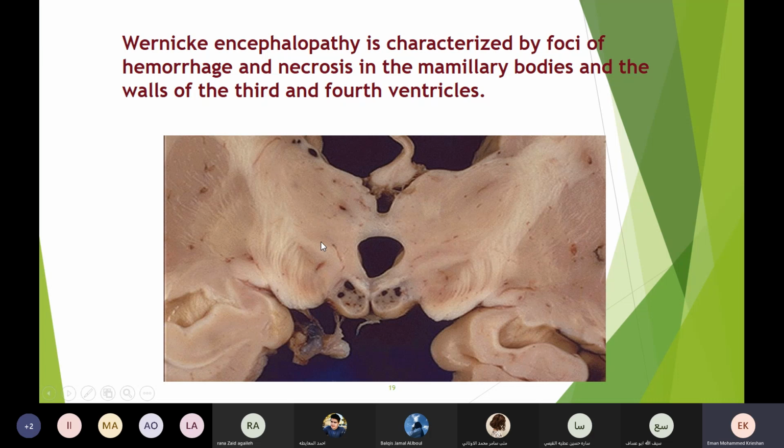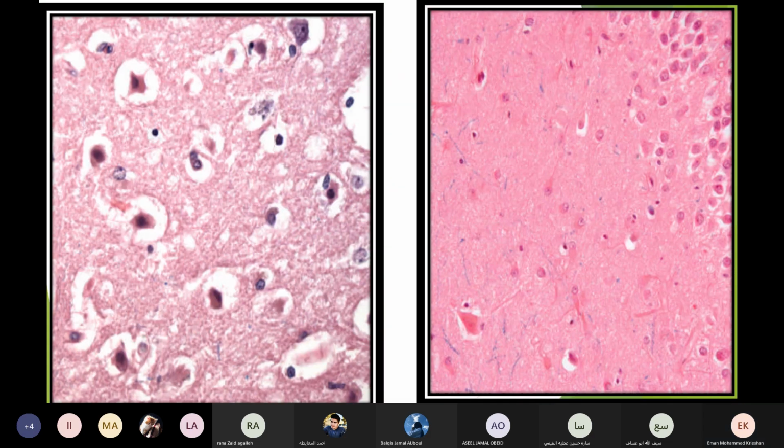Now, vitamin B1 deficiency leads to Wernicke encephalopathy, which is characterized by foci of hemorrhage and necrosis in the mammillary bodies and around the ventricles. Look at these areas of hemorrhage, dark hemorrhagic foci, and necrosis around the ventricle and in the mammillary body. This is an autopsy of a patient with Wernicke encephalopathy, vitamin B1 deficiency.